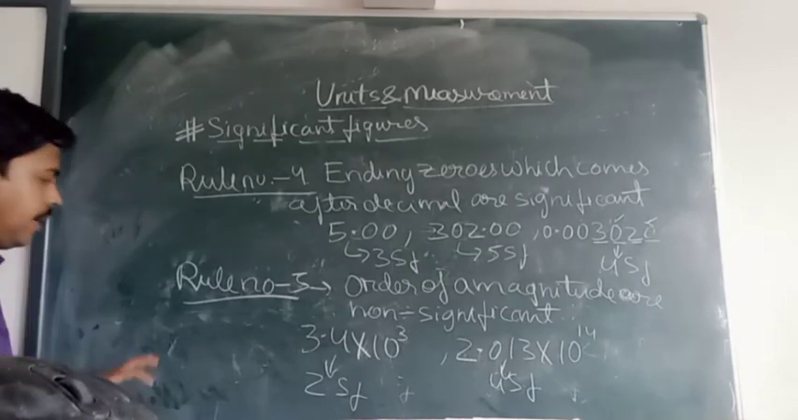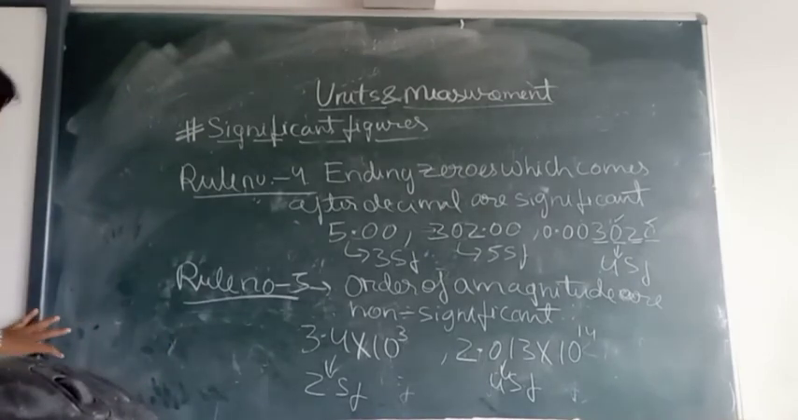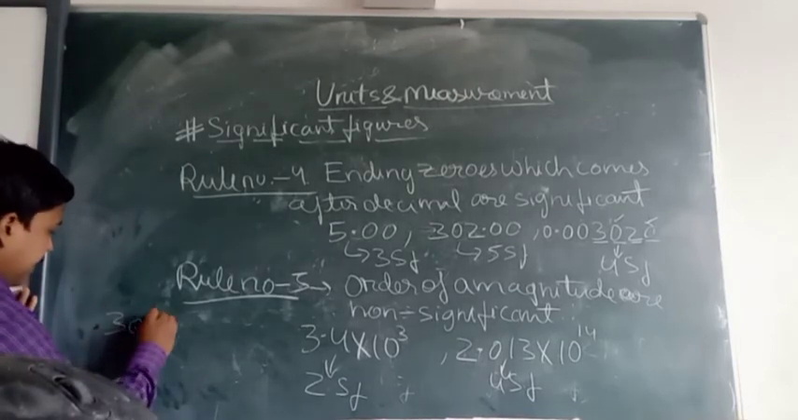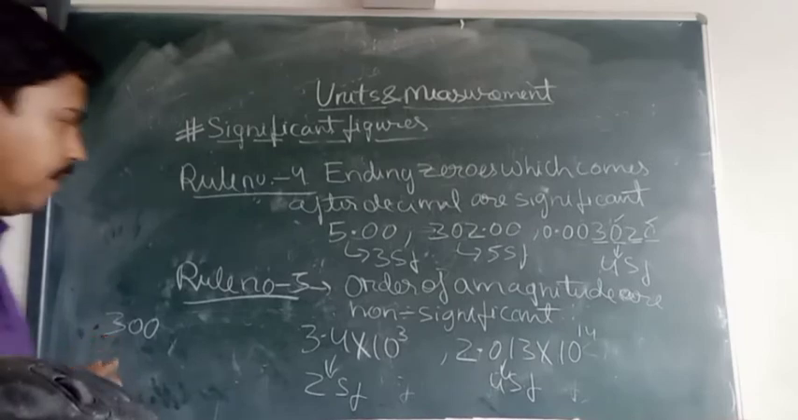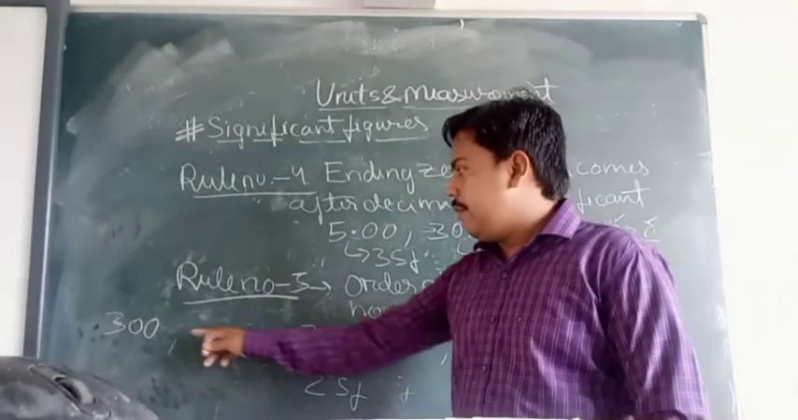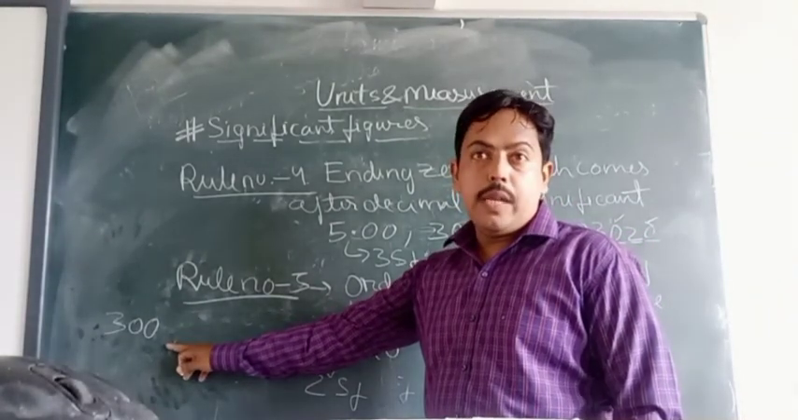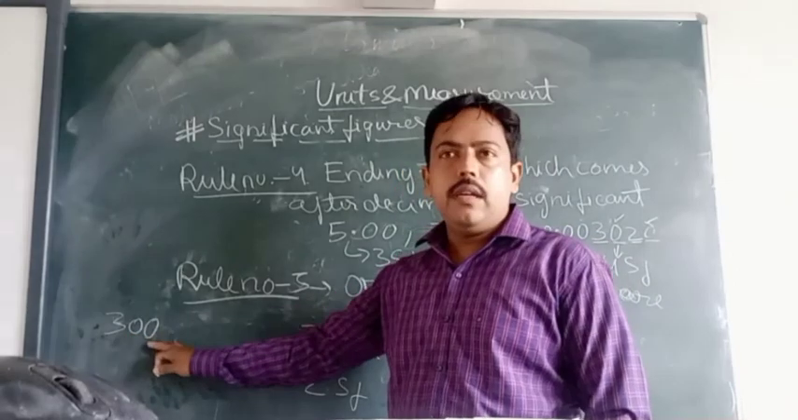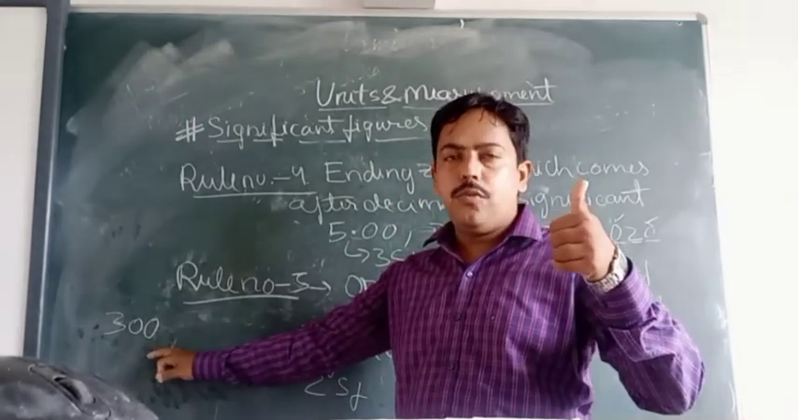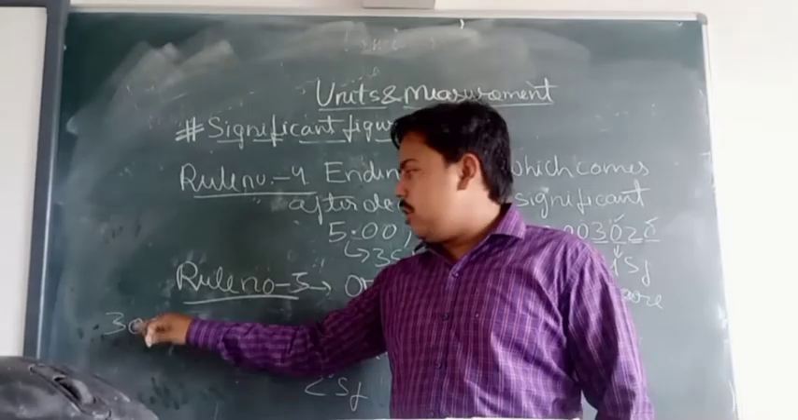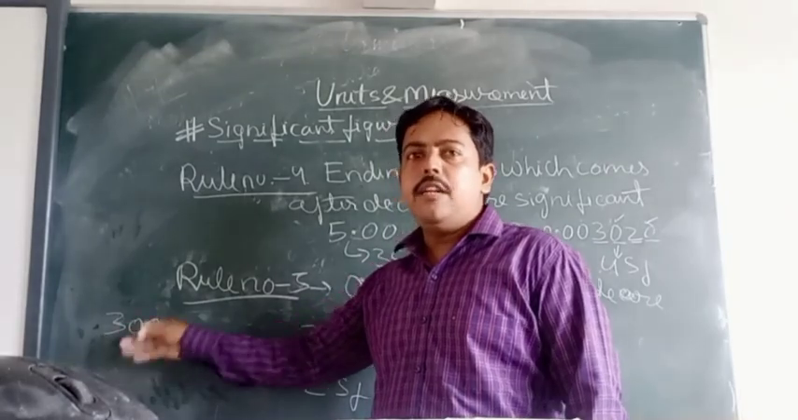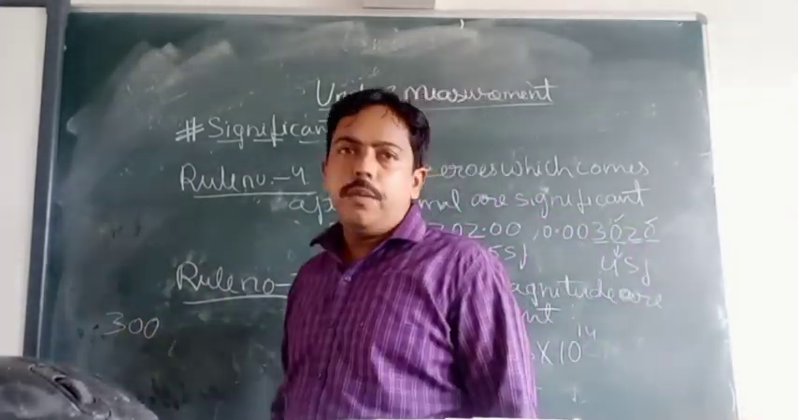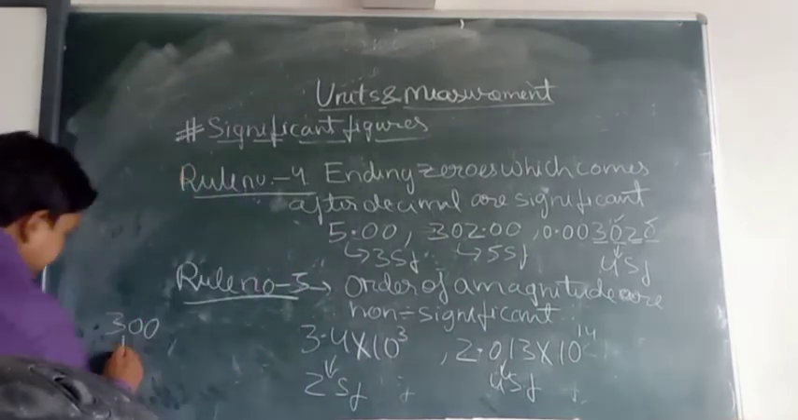Now, let me write a number which has been given to you as 300. How many significant figures are there for this 300? One significant figure, because 0 is coming after the non-zero digit 3, but it is not coming after a decimal. So these 0s will be non-significant. Only one significant figure is there.